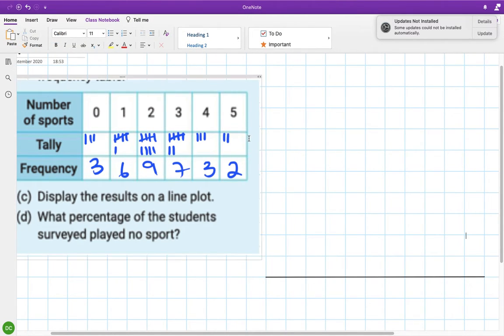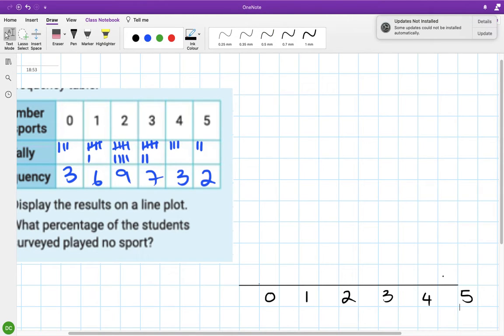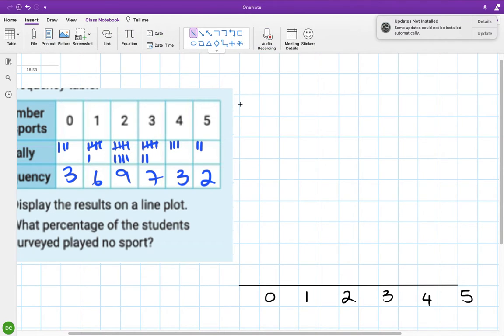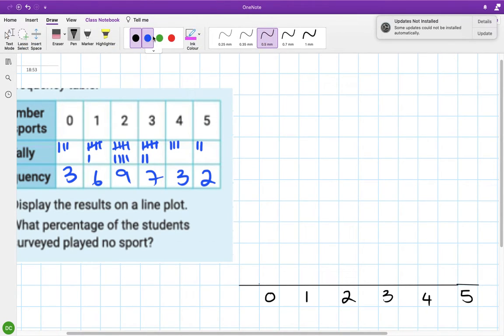Right, so you want them to be the same distance apart, okay? So if we go with this being 0, this being 1, have a space, 2, 3, 4, 5. To try and lengthen this line, it won't be perfect, but it'll be fine. Right. Okay, so the amount of people with 0 sports is 1, 2, 3. 1 sport, 1, 2, 3, 4, 5, 6.